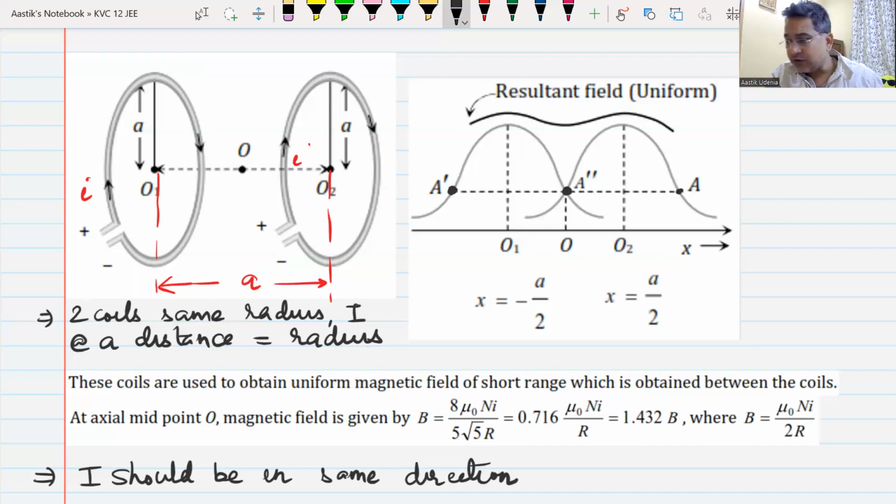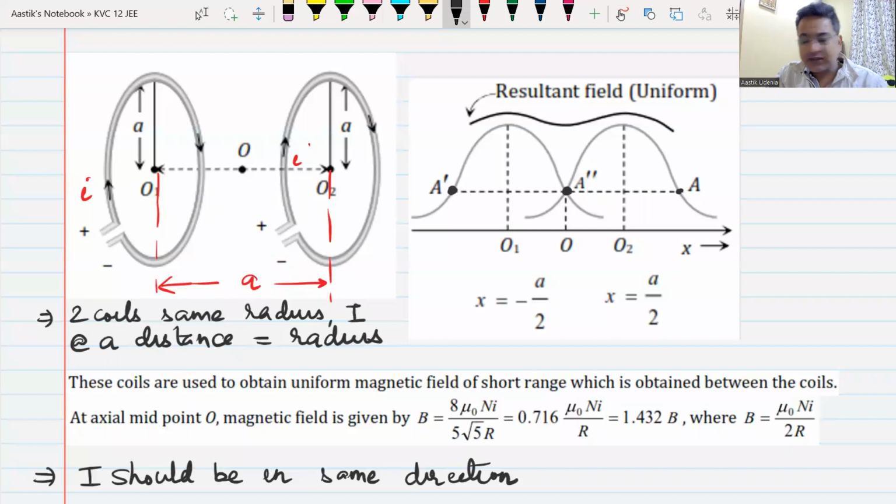I'll give you 2 minutes to note it down. Everyone understands Helmholtz coil? Two coils, same current, same radius, placed at a distance of r from each other. They create a uniform magnetic field. The value is given as 8 mu naught I by 5 root 5 r. They must carry current in the same direction, and the graph looks like this. I'll give you 2 minutes to note it down.